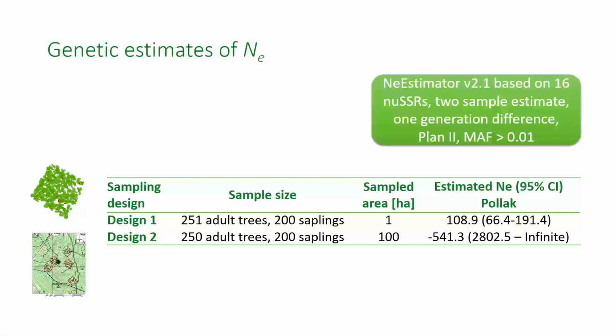When we look at 2 sample designs, so temporal estimate, putting the adults and the regeneration in the same calculation, we get values similar to what I showed you for single sample estimates. And the minus here refers to the infinite estimate, so for design 2, the 100 hectare plot.